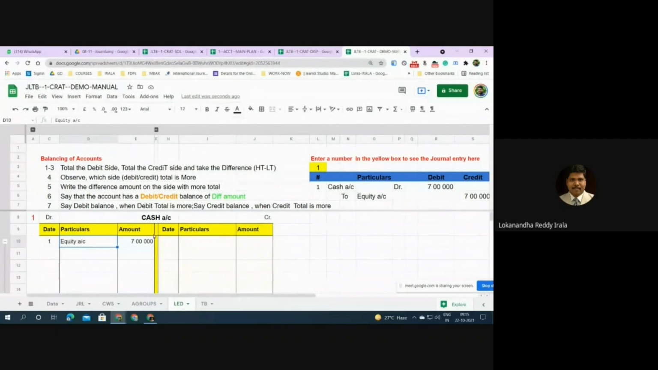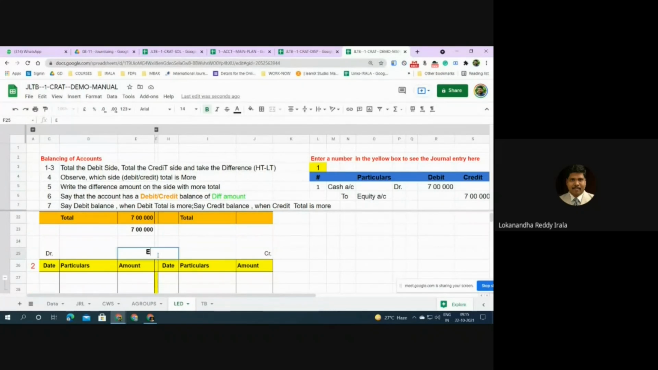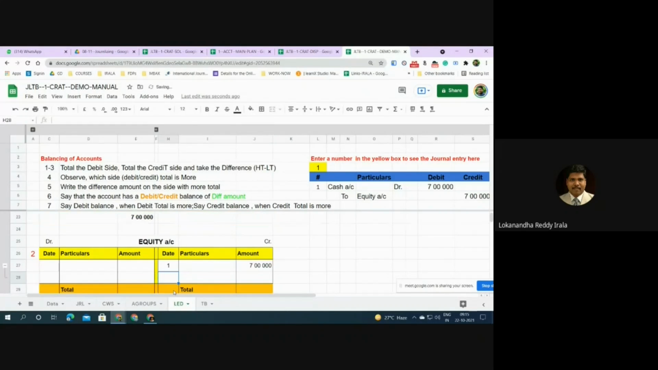Similarly, we'll also create an equity account. And in the transaction, equity is credited, so you write it on the credit side of the equity account. The amount is 7 lakhs. And here I'll write cash account, because this entry is because of cash account. So with this, I have completed posting of the first journal entry.